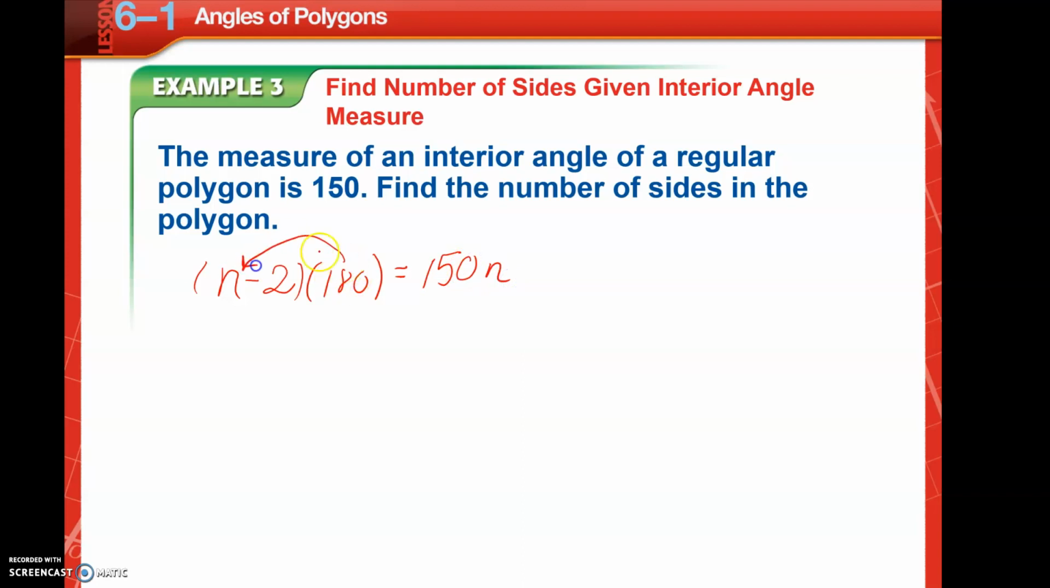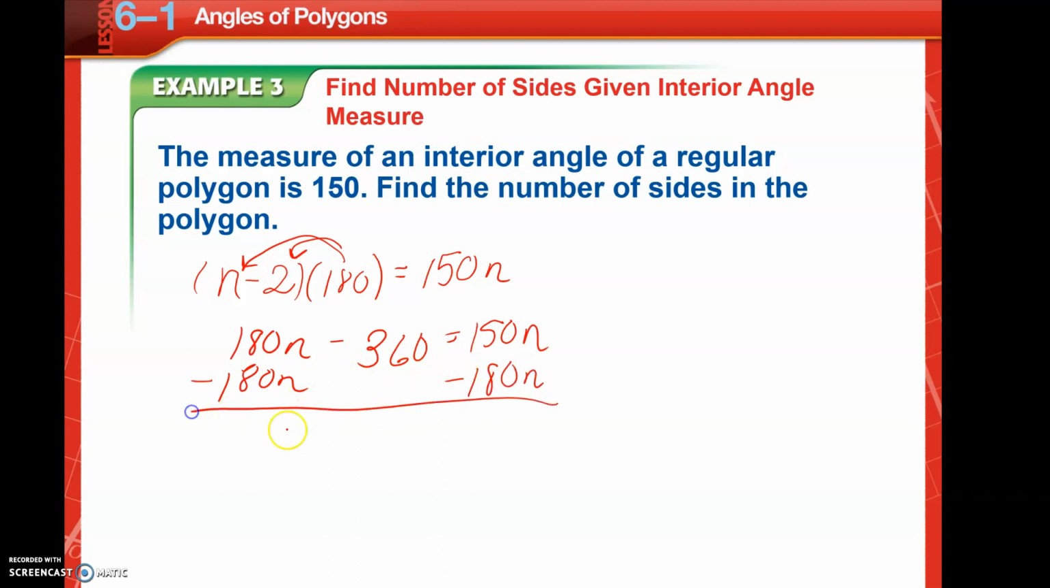So then I can distribute this out. So 180n minus 360 equals 150n. And I can subtract that over. So 360 equals 30n. And then divide by 30. So I get 12 for my number of sides.